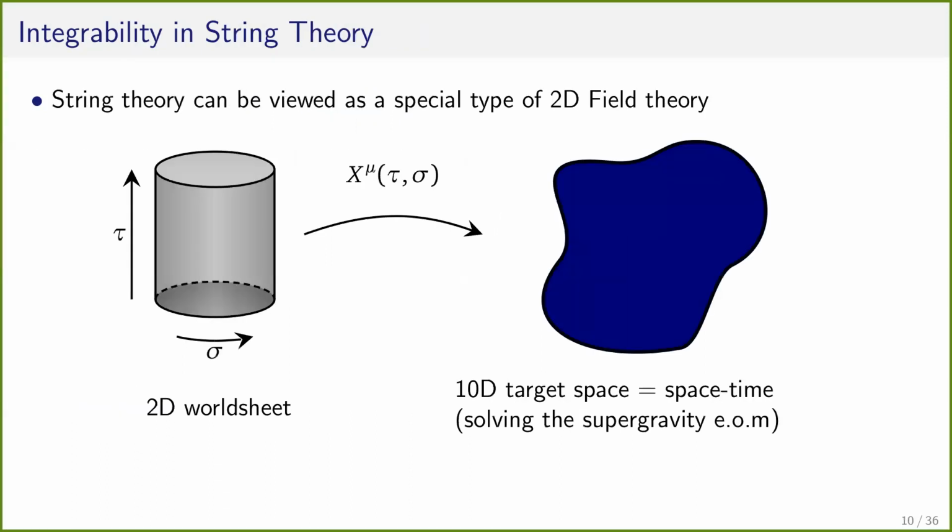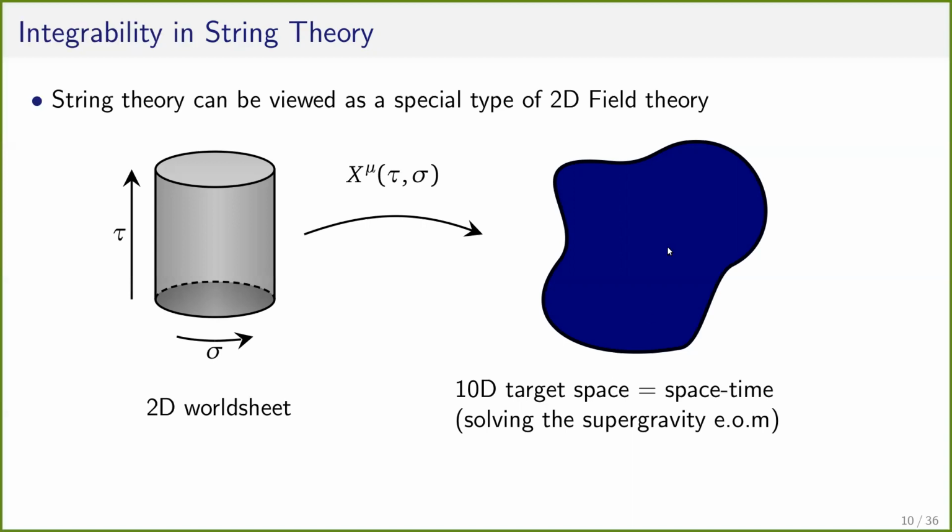And this will become very important in the context of string theory, because you can actually think of string theory as a special type of two-dimensional field theory, where it's a theory for fields X^mu that are mapped from the two-dimensional worldsheet to a ten-dimensional target space. So the fact that it is a two-dimensional field theory is hidden in the fact that the worldsheet is two-dimensional. And this ten-dimensional target space is the space-time. And in the context of superstring theory, so if you have taken a course in superstring theory, you know that there are constraints on this target space, namely it should be 10-dimensional, and it should also solve the supergravity equations of motion.